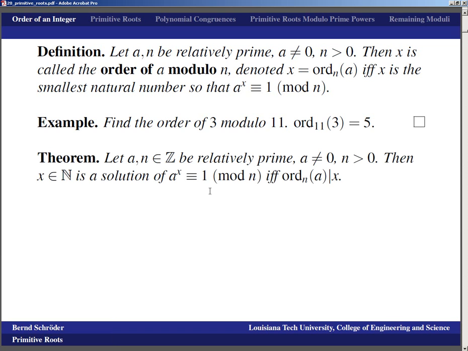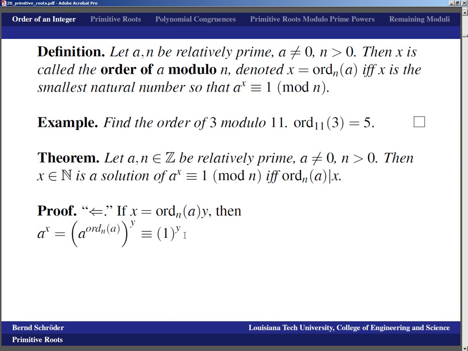Alright, quick theorem: when two numbers a and n are relatively prime, a is not equal to 0, n is greater than 0, then x is a solution of a to the x equivalent to 1 modulo n if and only if the order of a divides x. And the proof of that, well, we go both directions. So suppose first of all that the order of a divides x. Well, then a to the x is a to the order of a to the y, because x is order of a times some y, and that's 1 to the y, and that's of course 1 modulo n, so that was not that bad.